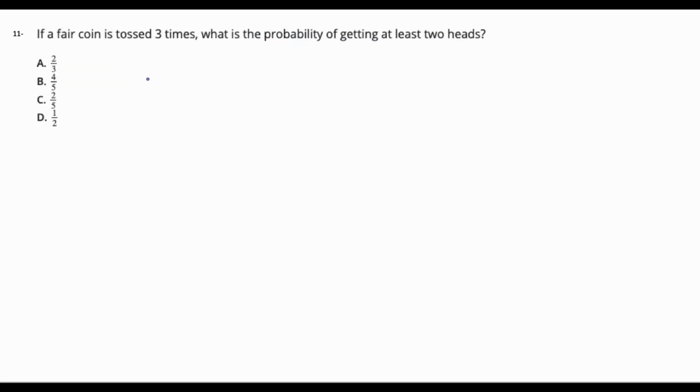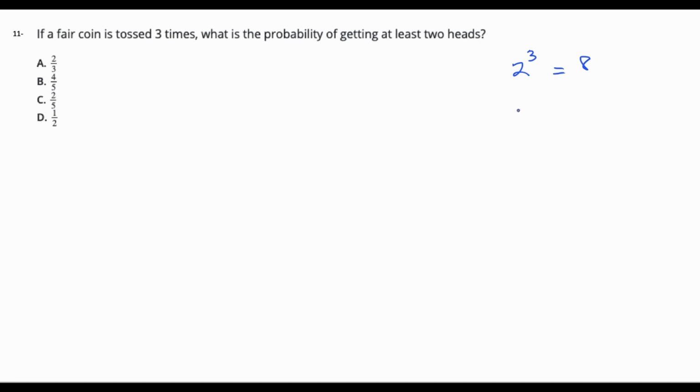Question 11 says, if a fair coin is tossed 3 times, what is the probability of getting at least 2 heads? The first thing I'll suggest that we do is quickly calculate how many outcomes are possible. So when you have a coin tossed 3 times, the total number of outcomes you will get is 2 raised to power 3. So if the coin is tossed 4 times, you get 2 raised to power 4. If it's tossed 5 times, you get 2 raised to power 5. And in this case, we get 8 outcomes. So the total number of outcomes we're expecting is 8.